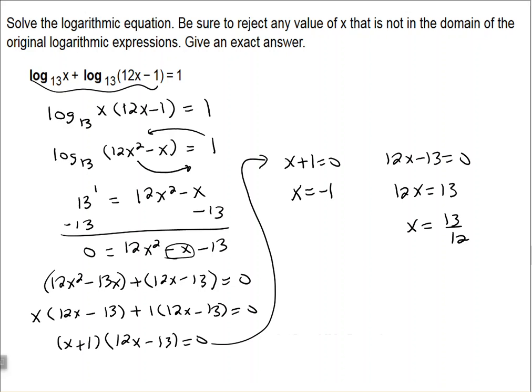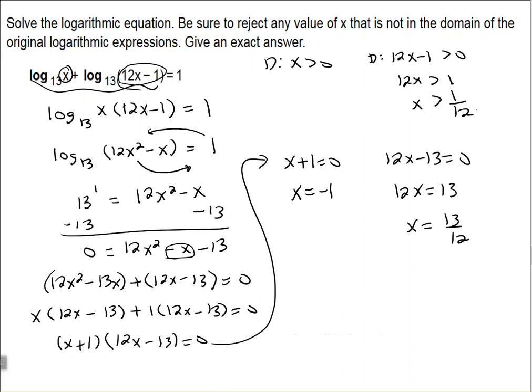So if I look at the first, log base 13 of x, I know the domain for that is simply x is greater than 0. However, I had another logarithm, log base 13 of 12x minus 1, which must also be greater than 0, so I need to solve this. Add 1 to both sides, and then divide by 12. So x must be greater than 1/12, which means x must be positive.